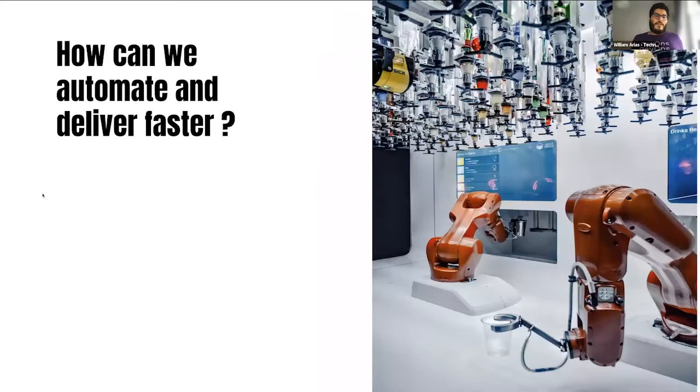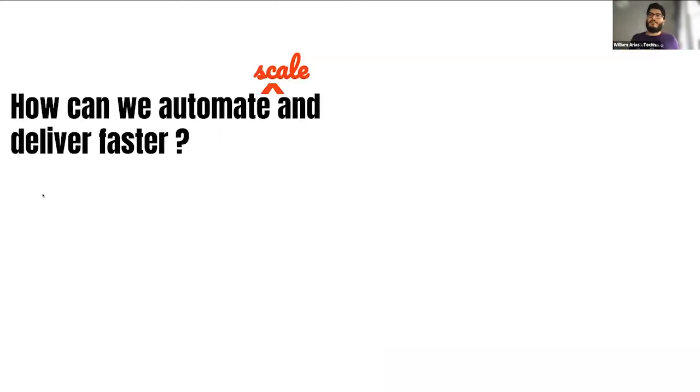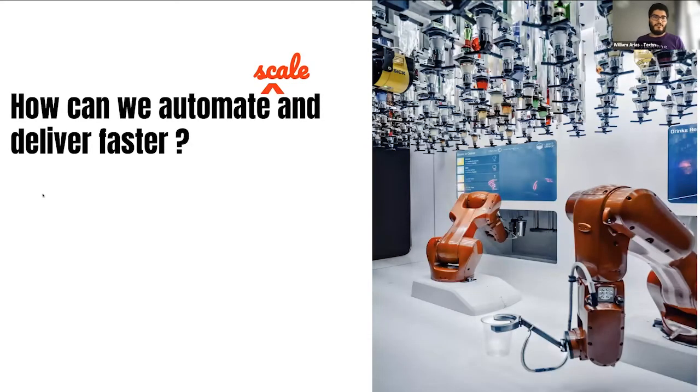So some time ago, when I started this quest of learning DevOps and applying it to machine learning applications, the question that I wanted to answer for myself was, how can I automate and deliver faster? And once I was able to automate and deliver faster applications that have data dependencies or that use machine learning, I realized that the real question is, okay, and how can I also scale? Because we need to be able to scale.